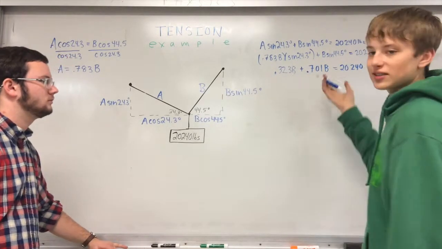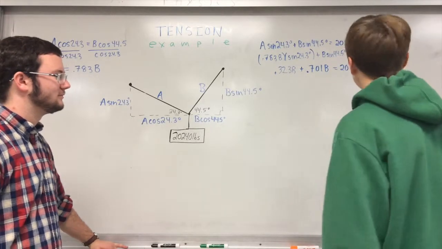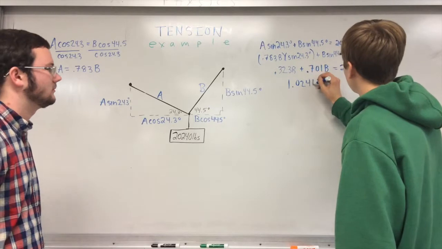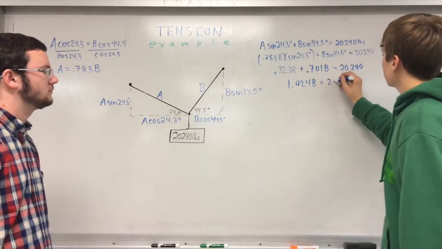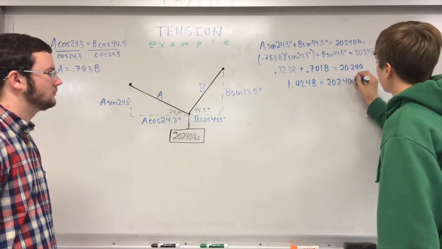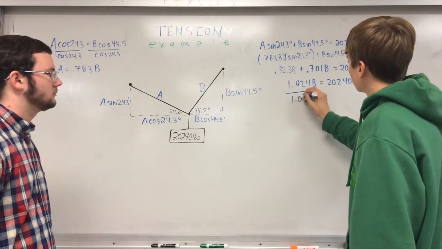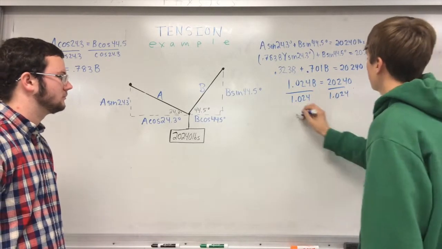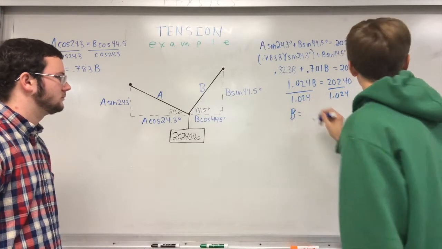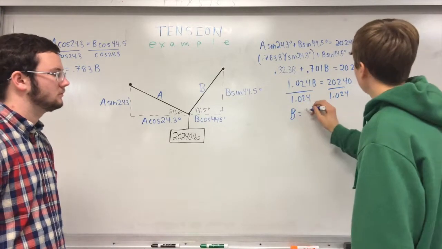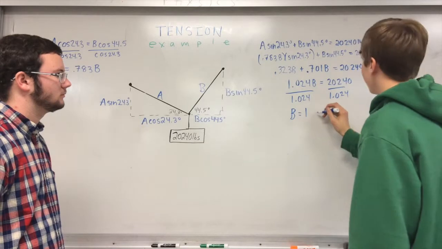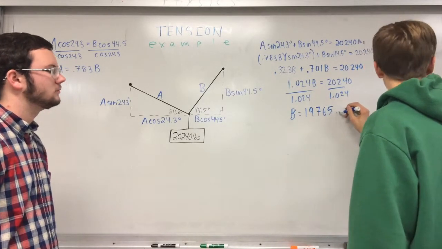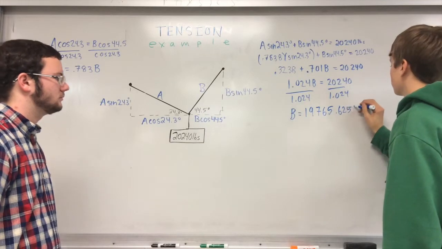So now we can add these, because they're both of the same variable, and we get 1.024b equals 20,240. We divide by 1.024, and we can solve that b is equal to 19,765.625 pounds.